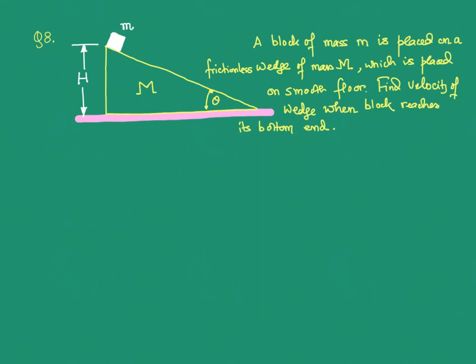This problem is slightly different from question number 7. It has been asked to find the velocity of the wedge when the block reaches its bottom end. So here, as in the last problem, the surface of the wedge is not flat near the ground. It makes angle theta with the horizontal. So we'll draw the final position here in the diagram. It was all released from rest. So this is the final position, and the block is here.